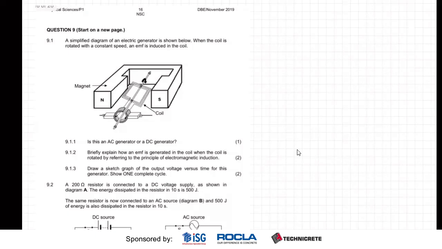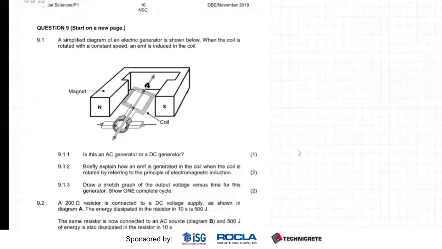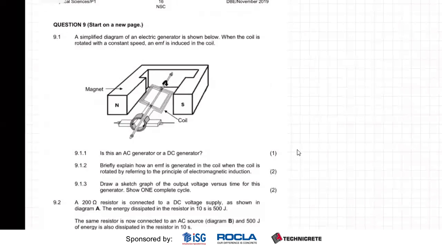Okay, so the coil is rotated and the coil is part of the armature. So this part is the armature, and then around it is the magnet. And we're told that the coil is rotated, so the armature is rotated. Now it asks us in question 9.1.1, is this an AC or a DC generator?